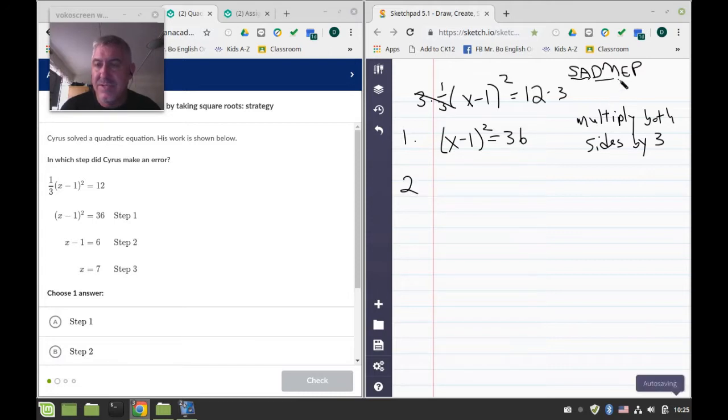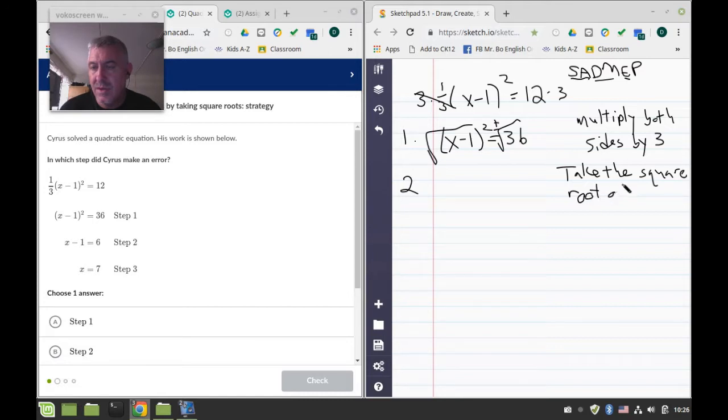Okay. Step number 2, what do we do next? We're right up here in exponents, so we want to take the square root of both sides, and positive and negative. So here I'm left with x minus 1 is equal to square root of 36. Positive square root is 6. And negative square root is negative 6.